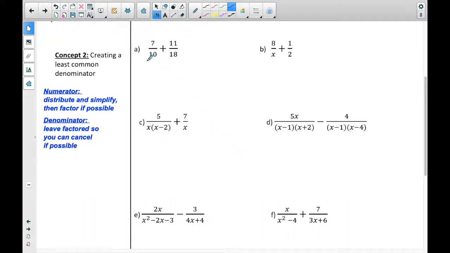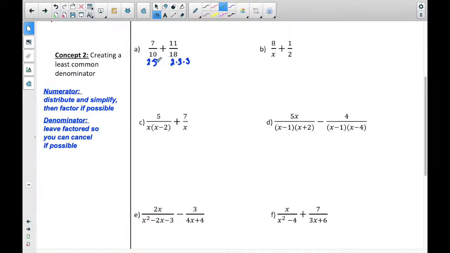So I know that 10 is 2 times 5. That's a prime factorization, is 2 times 5. And the prime factorization of 18 is 2 times, well, it's 2 times 9, but I have to break that down further. So it's 2 times 3 times 3. That's the prime factorization of these two denominators. And so now when I'm looking to find a common denominator, what I want to do is look at these two. They both have a 2 in them. That's good. But I also need to make them match.